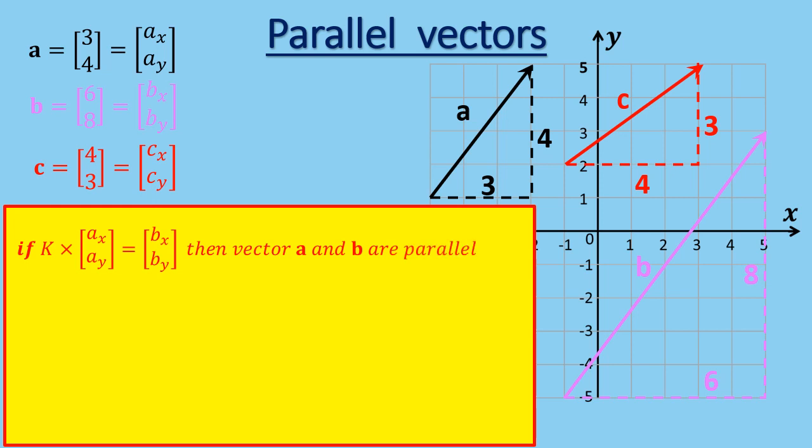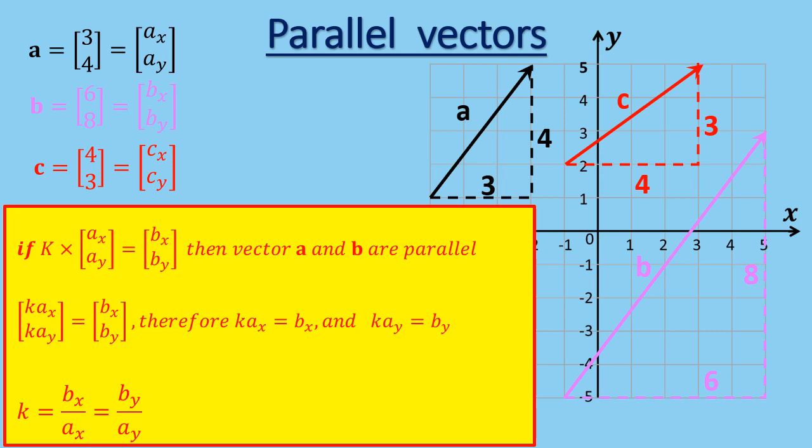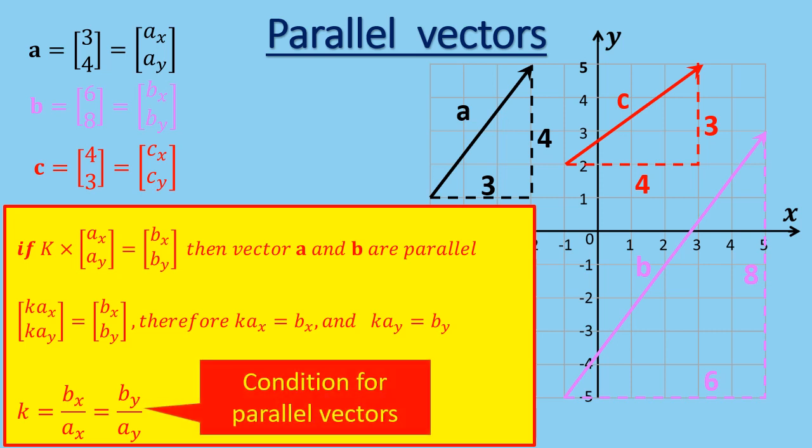Therefore, in the event that k does exist, k multiplied by a sub x equals b sub x. And k multiplied by a sub y equals b sub y. As a result, k is equal to b sub x divided by a sub x and also equal to b sub y divided by a sub y. And that is the condition for parallel vectors.